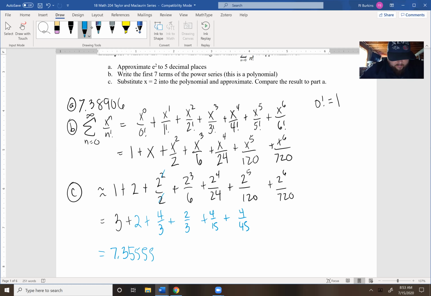So now they want us to compare this to the actual thing. Here is one downfall of a power series. We took 7 terms, right? That only gave us up to 1 decimal place accuracy. If we took 1 more, we might be pretty close.